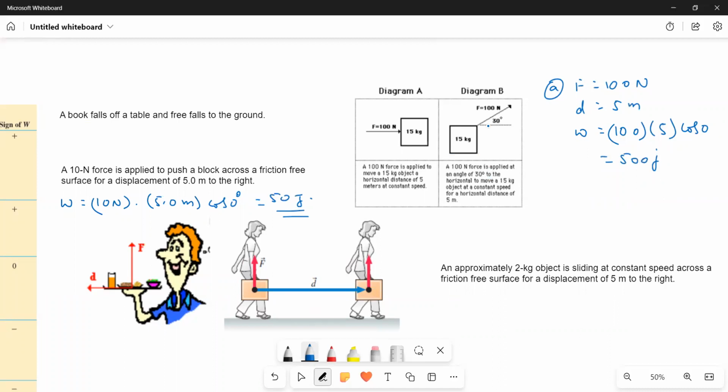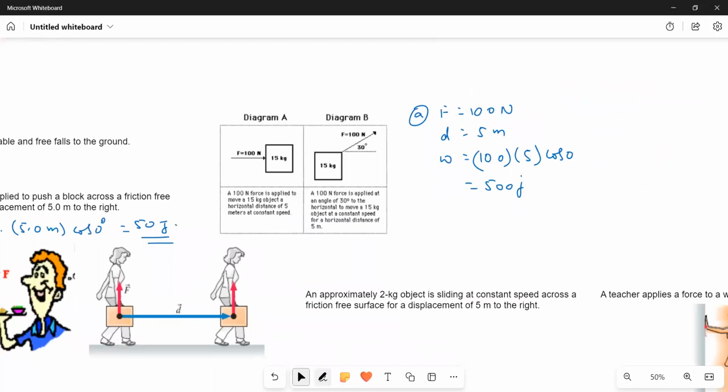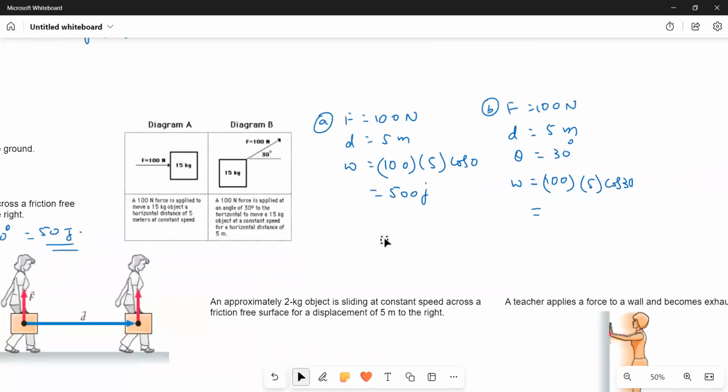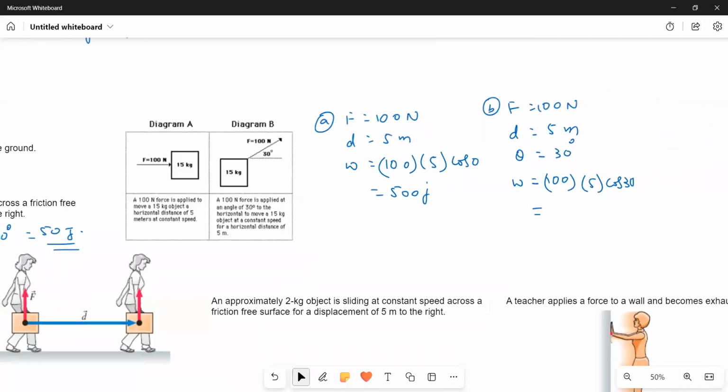The next one is theta equal to 30 degrees. Let us calculate in B. F is equal to 100, the same force, and the same displacement, but theta is equal to 30 degrees. Therefore, W is equal to 100 times 5 times cos 30. We know cos 30 is equal to 0.8660. So what is the value? 0.8660 times 500.